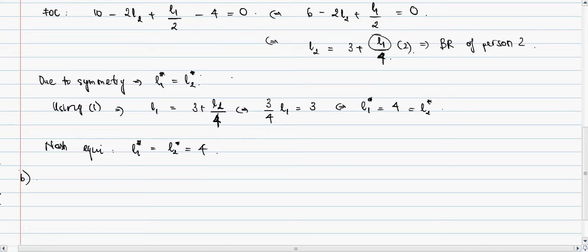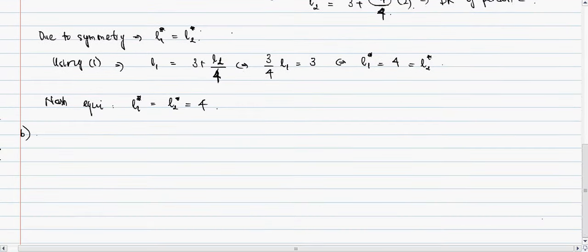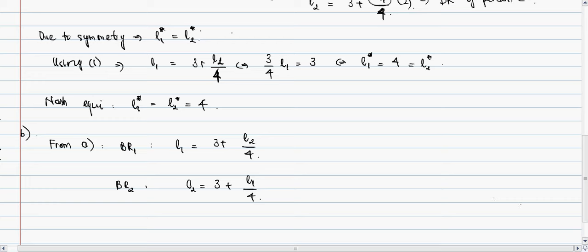Okay, now part B is asking you to draw the best response functions on a diagram and indicate the Nash equilibrium. So I will just rewrite the best response functions we found from part A. The best response function for person 1 is L1 equal to 3 plus L2 on 4, and the best response function for person 2 is L2 equal to 3 plus L1 on 4.